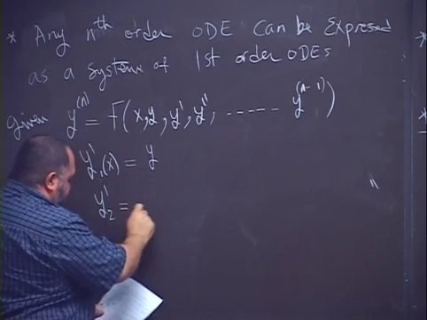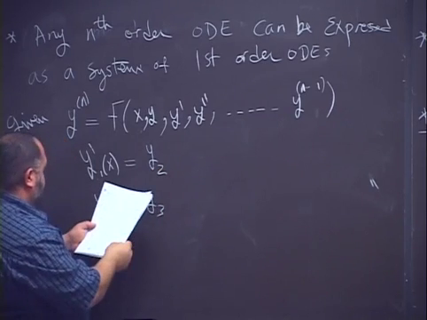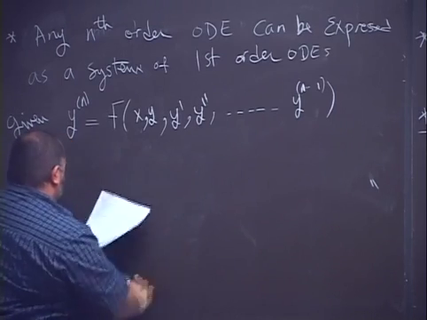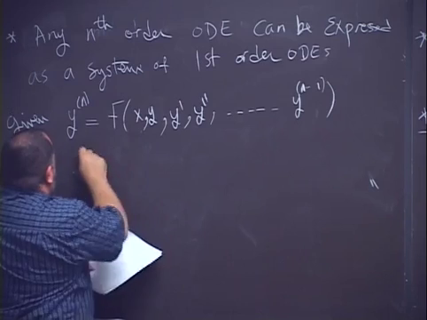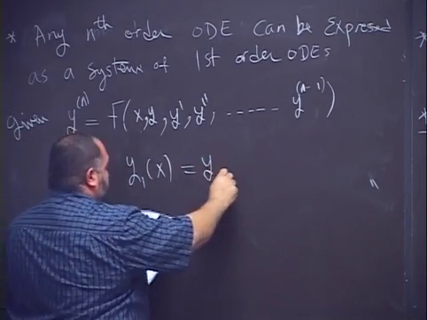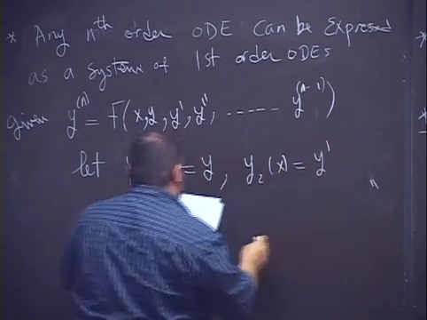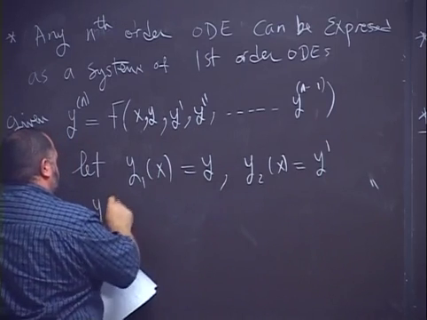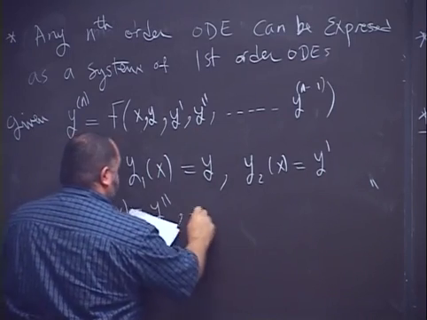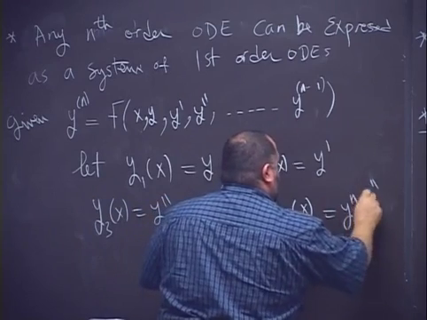Oh, I made a mistake here. So we will let y1 of x equal y, y2 of x equal y prime, y3 of x equal y double prime, up to yn of x equal y^(n-1).